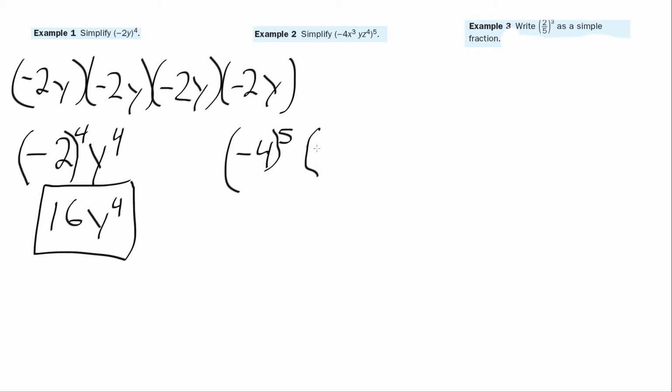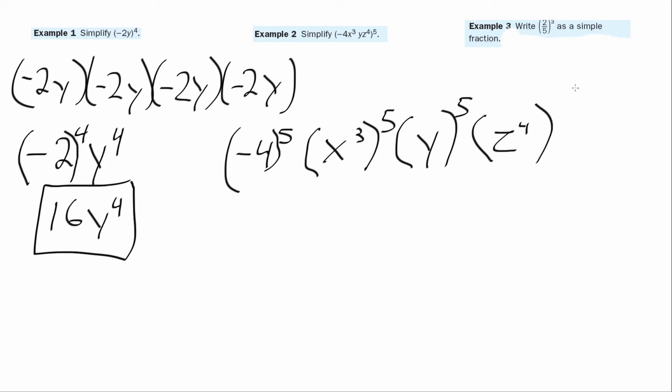So here's our product, and now I'm going to write negative 4 raised to the 5th times x to the 3rd raised to the 5th times y raised to the 5th times z to the 4th raised to the 5th power. So I've distributed this 5th power across all of these, and now I can simplify this expression.